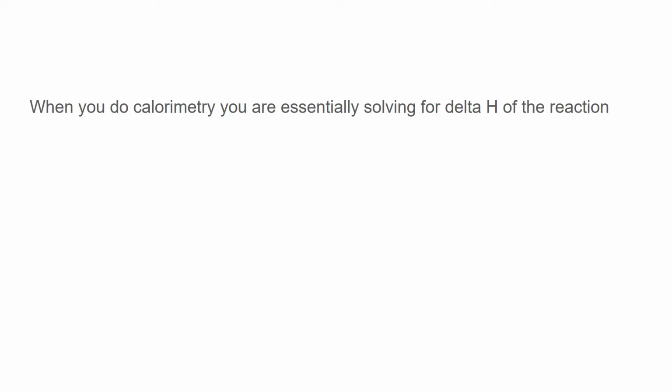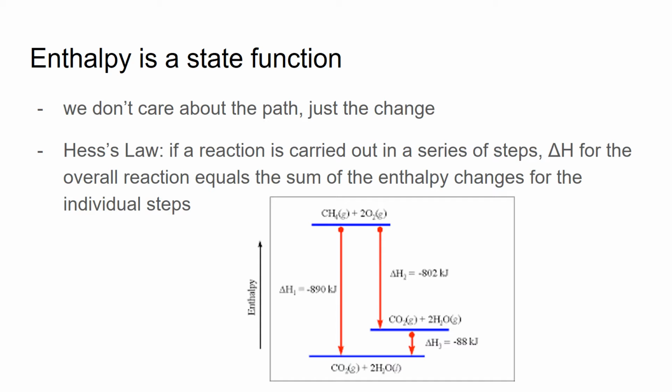So we've been calculating delta H using calorimetry. That's essentially what we've been solving for in that manner. But there's other ways to calculate delta H, and one of those ways is Hess's law. As we know, enthalpy is a state function. So remember, for a state function, we don't care about the path, we just care about the overall change. I don't really care how you got from point A to point B, it's just the fact that there was a change from point A to point B.